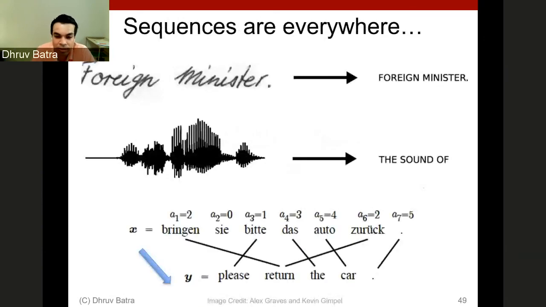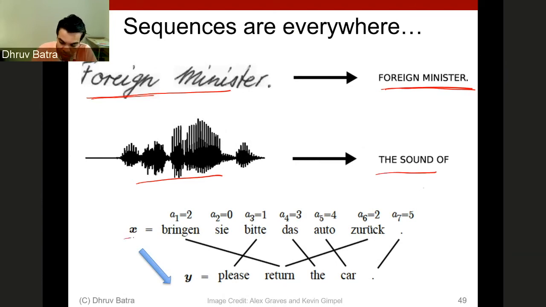And I would argue that sequences are everywhere. Sequences show up in handwriting recognition, which is also known as optical character recognition, going from scanned images of text to actually inferring what that text is. It shows up in voice recognition, speech to text, where the speech signal is a sequence and the text that you're producing is also a sequence. It shows up in what is known as machine translation. This is what Google Translate does, where you go from one language to another language.